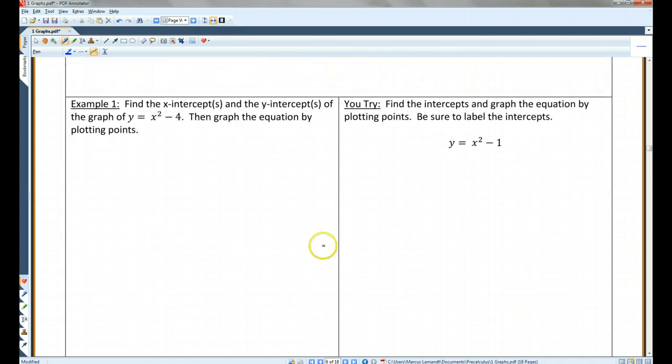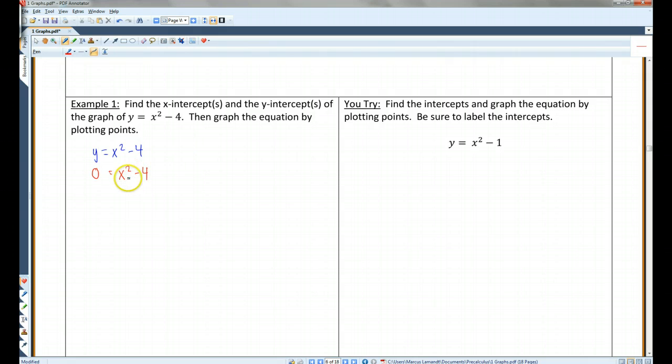So for example, find the x-intercepts and the y-intercepts of this graph, then graph the equation by plotting points. So we have y equals x squared minus 4. To find the x-intercepts, I'm going to plug in 0 for y. Let's use red. Plug in 0 for y.